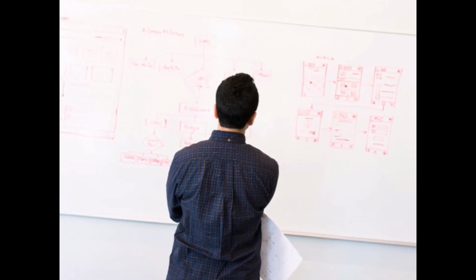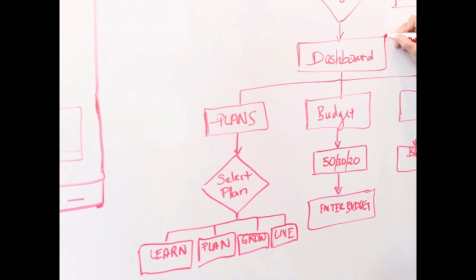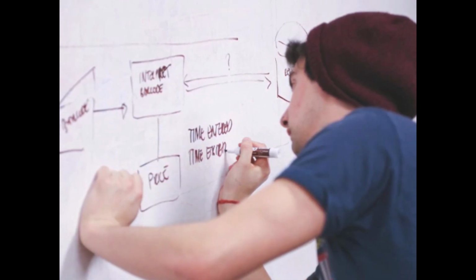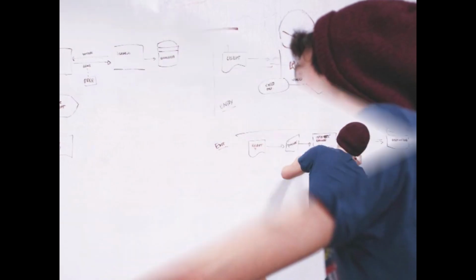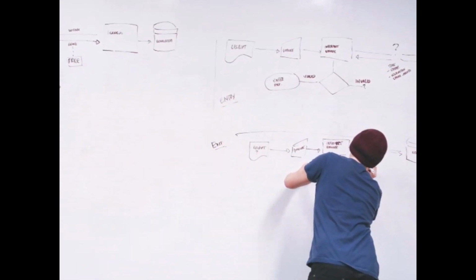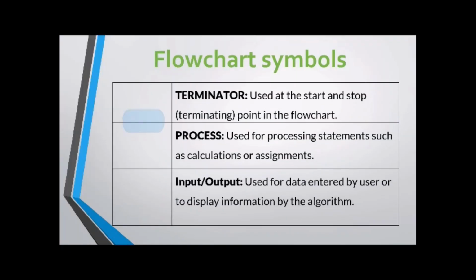Flowchart symbols. The symbols used within the flowchart are the most important in the process of developing a flowchart. If the symbols used are incorrect, this affects the integrity and correctness of the algorithm being described. The basic and most commonly used flowchart symbols include the terminator symbol. This is represented by an oval and is used to indicate the start and stop point of the flowchart.